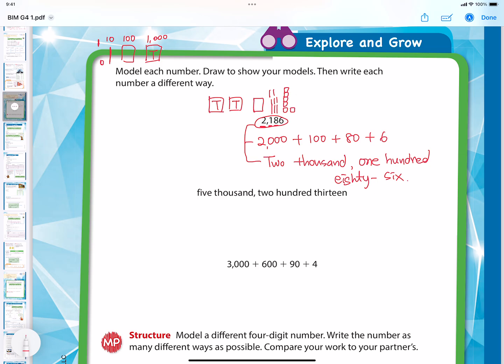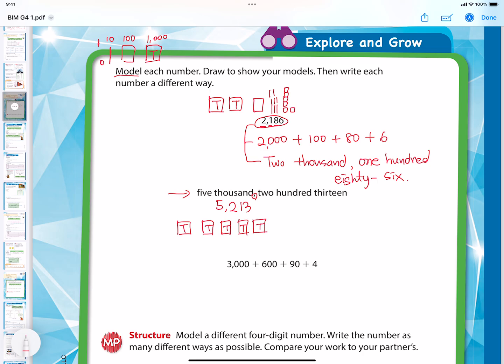Okay, all right. So they gave us the second one. They gave us what? The word form. So I'm going to use standard form 5000, comma. You see that? They tell us the period. And 213. This is the number, and we need to model each number. So now I'm going to draw 1, 2, 3, 4, 5000.